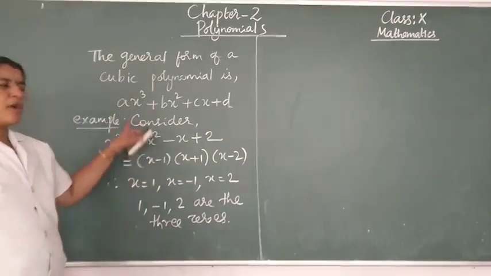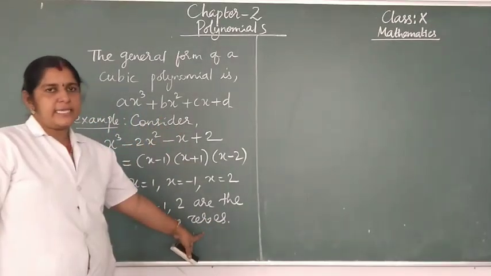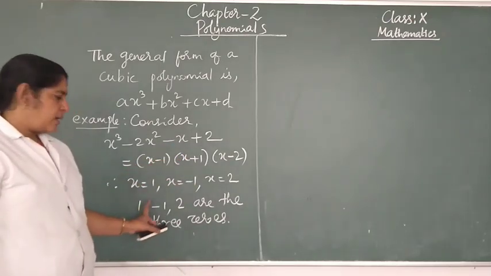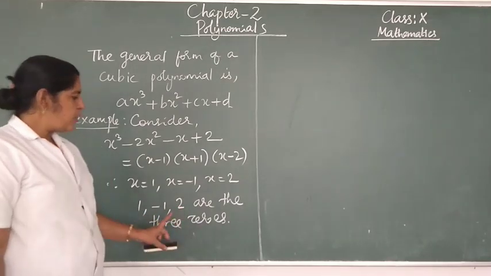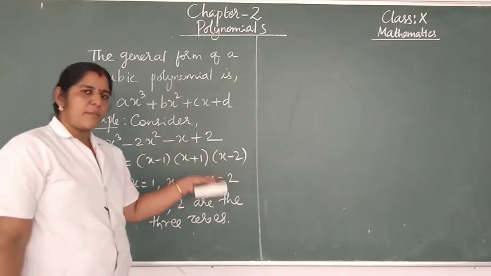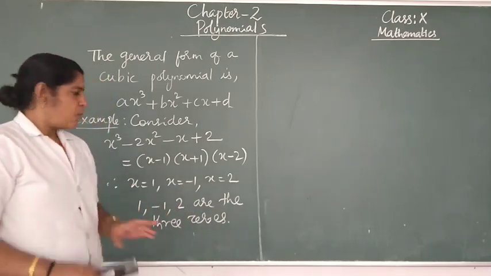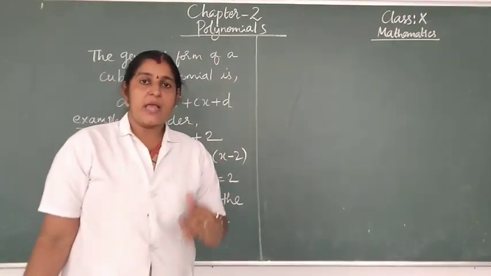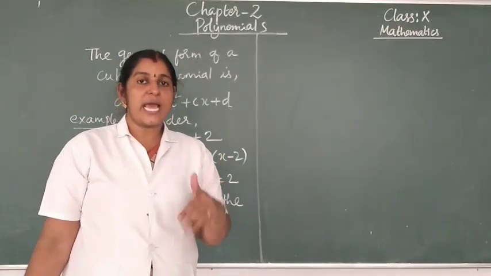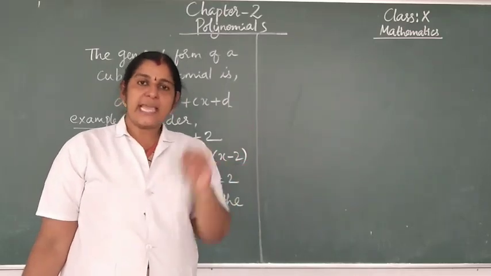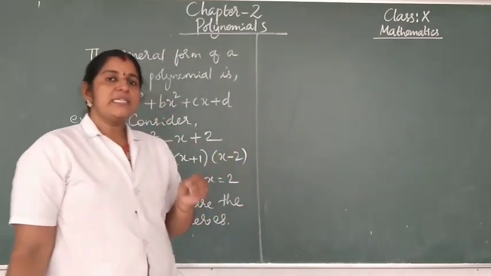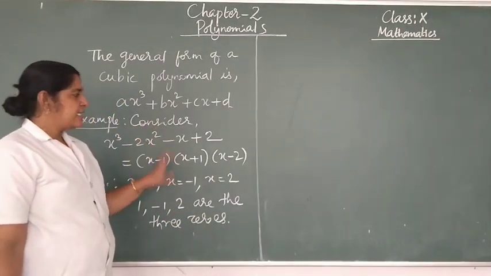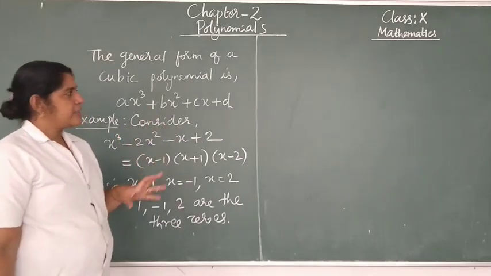Understand? So a cubic polynomial is having 3 zeros. For this example, we got the 3 zeros: they are 1, minus 1 and 2. Now, what is the topic today? We are going to find out what is the relation, as we studied in linear polynomial and quadratic polynomial, between the zeros and coefficients of the polynomial. The same way we are going to study what is the relation between the coefficients of a cubic polynomial and the zeros of the polynomial. So that is the topic today.